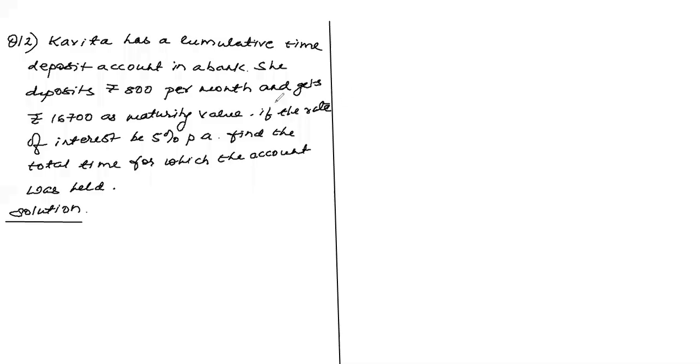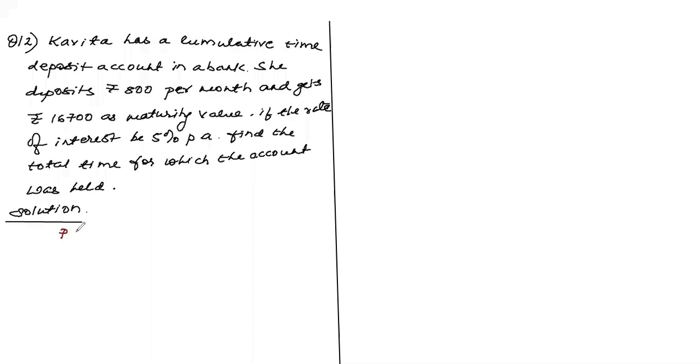Children, question number 12. This is identical to question number 11, except some numbers get changed, okay, children? But everything's the same. Kavita has a cumulative time deposit account in a bank. She deposits rupees 800 per month.